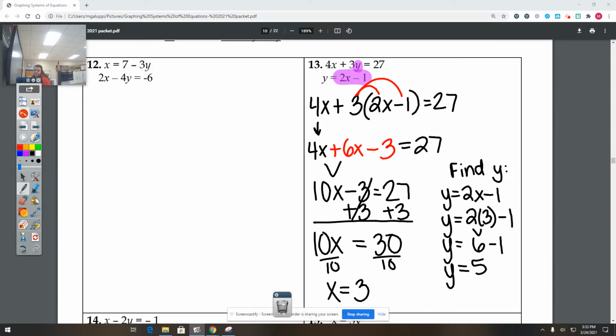So now that I have an x and a y, I can go ahead and write my solution point. The solution is going to be the point (3, 5), x, y. If I were to graph these two equations, they would intersect right at (3, 5) on our graph. If you need to write anything down, pause it, but we are moving on to question 14.